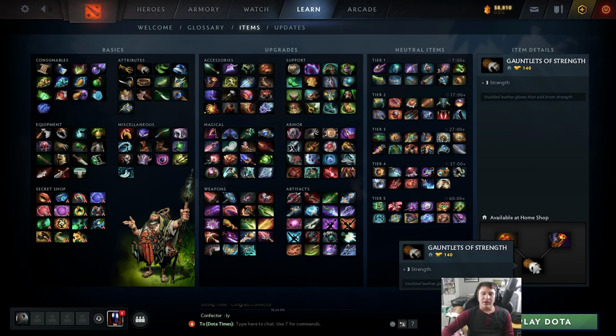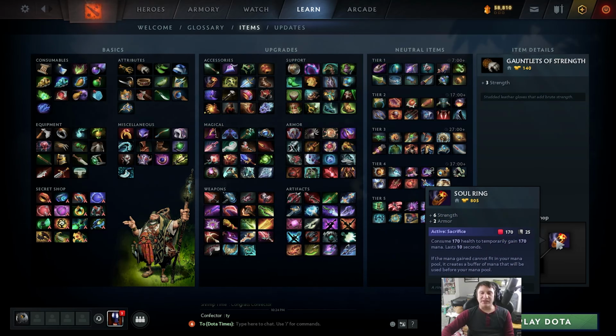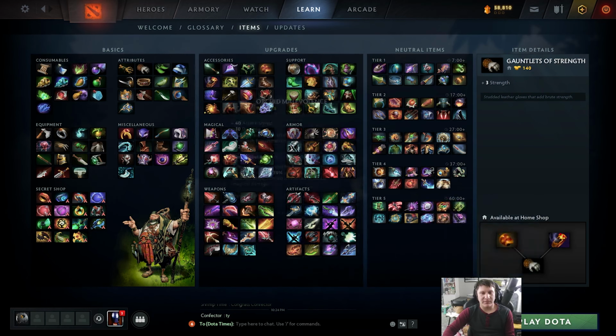One thing to keep in mind, the Gauntlet of Strength also goes into the Soul Ring, which is kind of smart when you think about it, because a lot of the heroes that would build a Soul Ring would need that strength and armor because they are going to be those tanky characters. It's like, hey, I need to exchange some of my health for some mana. Alright.